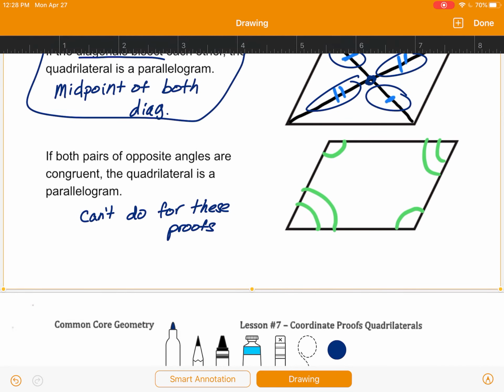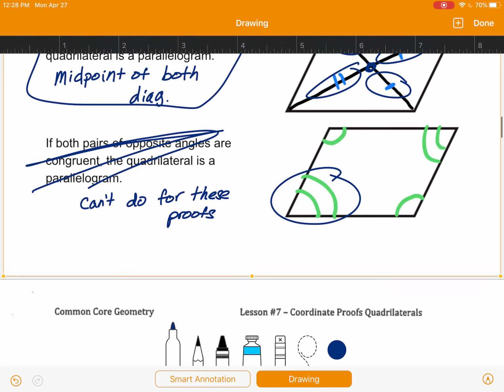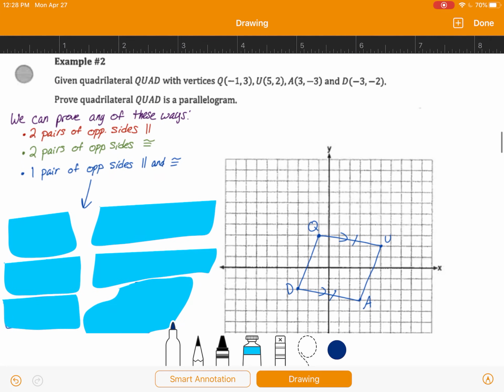And then this one we don't know how to do. We don't know how to find the measure of angles in these proofs. Okay, so we're not ever going to use this one for these, but the other proofs we could. All right, so let's look at example 2. These are the ways that I think were the easiest ways to solve this proof.